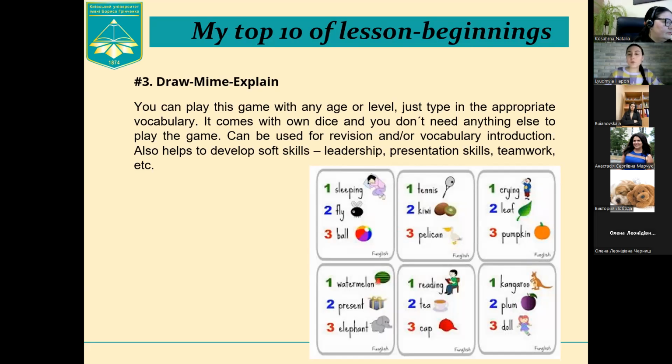Look, the first one is to draw sleeping. So actually you have to take a pad or a pencil and draw something to show to your partner, and the partner has to guess. The second one, fly. So you have to mime. So this way the partner guesses the word. And the third is to explain, for example, a ball. This is an item you use for football.